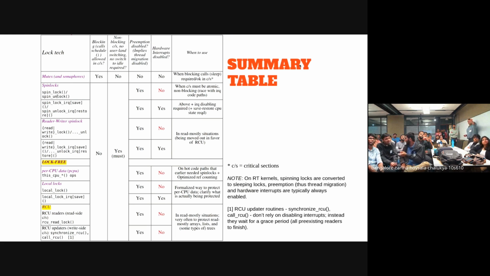So the summary table shows you when to use which technology. Does it disable preemption? Does it disable interrupts? Are blocking calls allowed? All that kind of stuff. Okay. So hope it's useful. Thank you, guys.